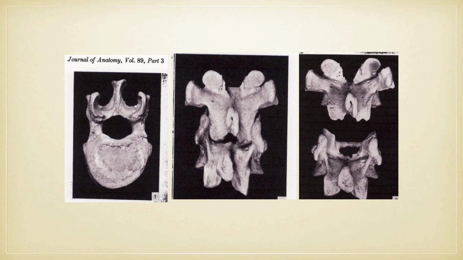Here's a great representation of that tenon and mortise and the orientation of the facet joints. You see here in the middle picture, the superior facets of T12 are more frontal oriented, like we said, and the inferior facets of T12 and the upper facets of L1 are more sagittal in their orientation.